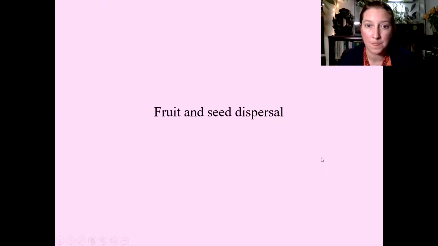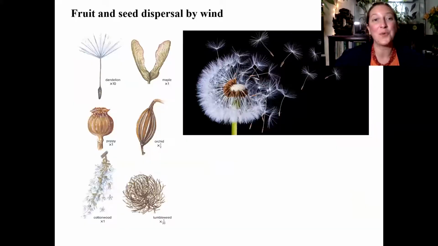Okay. Fruit and seed dispersal. So how do these things get around? They can't just walk, right? They have to get around other ways. So one way is by wind. One you guys are probably most familiar with are dandelions, right?